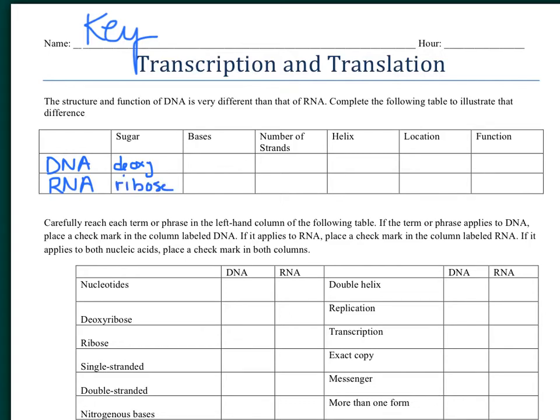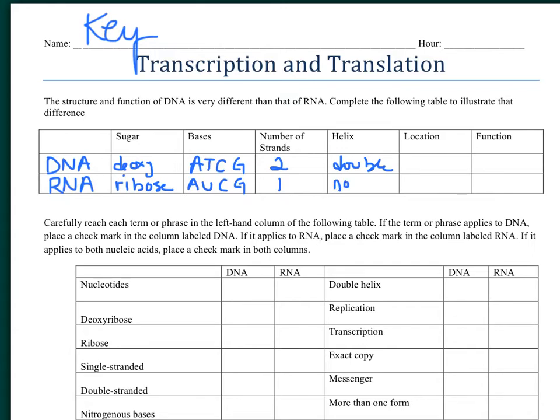The nitrogen bases in DNA are A, T, C, and G. In RNA, A, U, C, and G. DNA has 2 strands and is a double helix. And RNA is 1 strand and it does not have a helix, or you could just have written single-stranded.